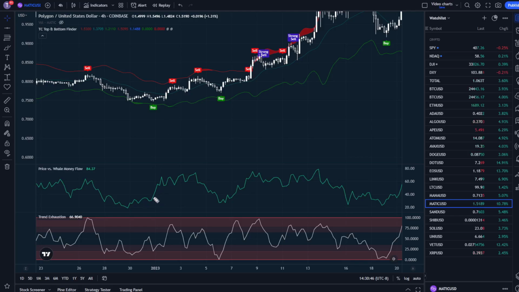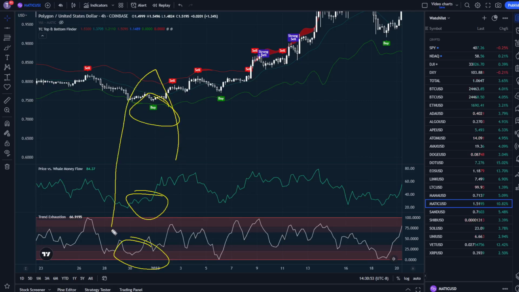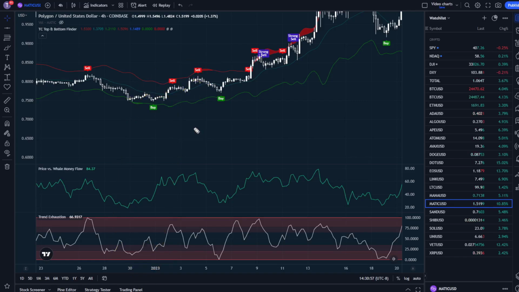Let's check out the first entry. It's going to be price versus while money flow low. As we said, trend exhaustion low, and we got a buy signal. And as we said, those three signals typically see crazy moves up in the market. Now, one thing to note before we really get into it is that signals on the TC top and bottom finder, whether they're buy signals, sell signals, strong sell, or anything like that, they post on candle close. So in this example, I'm going to make sure that the take profit right here starts on the candle close and then ends at 4%.